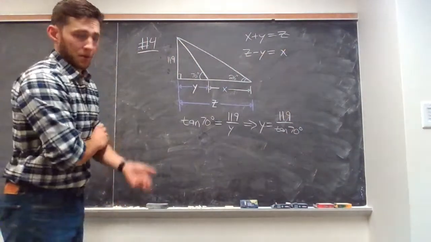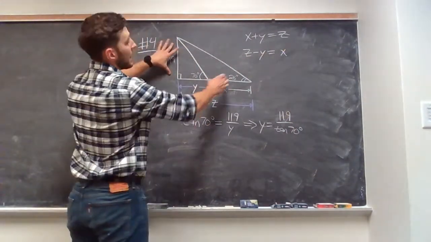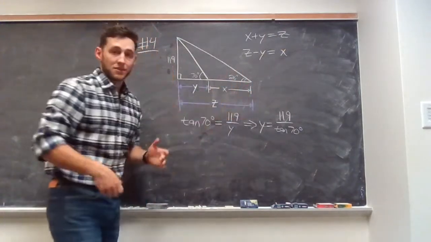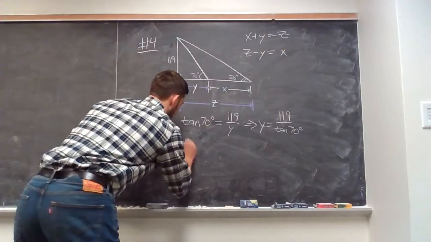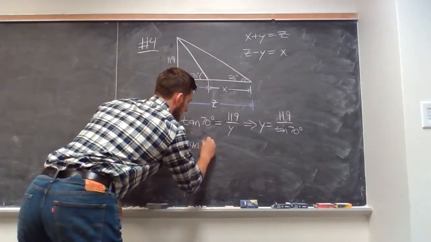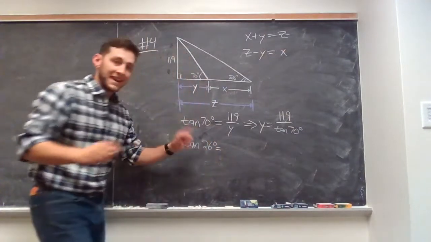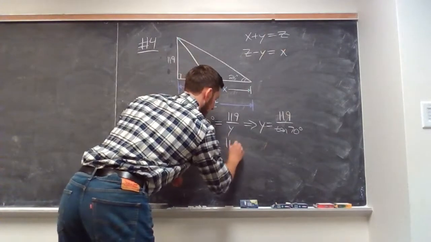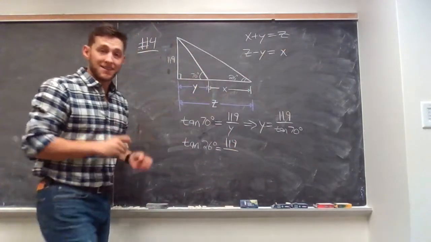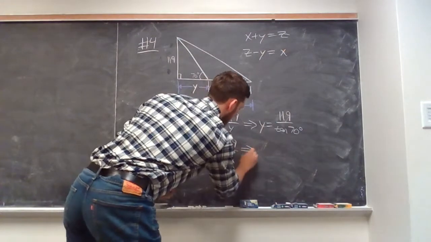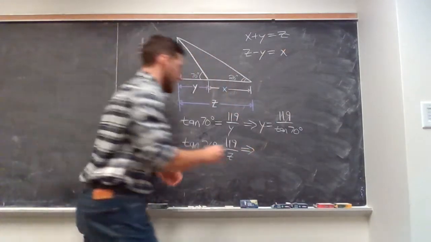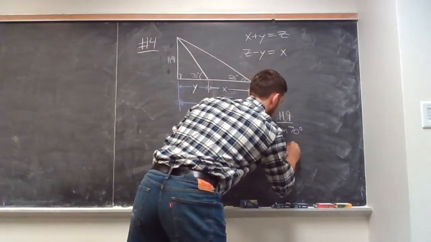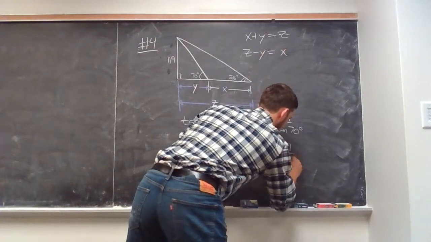Now for Z, we do a similar thing. Notice that 119 is the opposite side of 26 degrees, and we're after the adjacent side of 26 degrees, which is Z. Yet again, opposite and adjacent are related through tangent of that angle. So tangent of 26 degrees equals the opposite side, 119, divided by the adjacent side, Z. Multiplying up, dividing over, this tells me that Z equals 119 over tangent of 26 degrees.